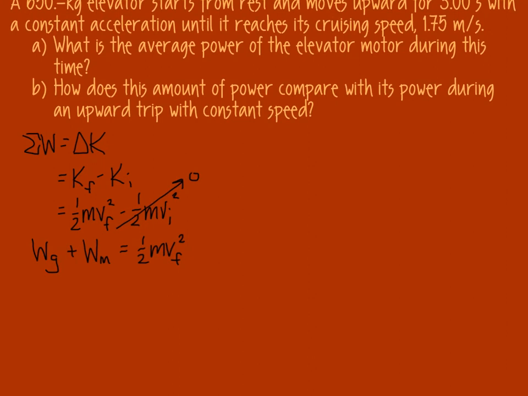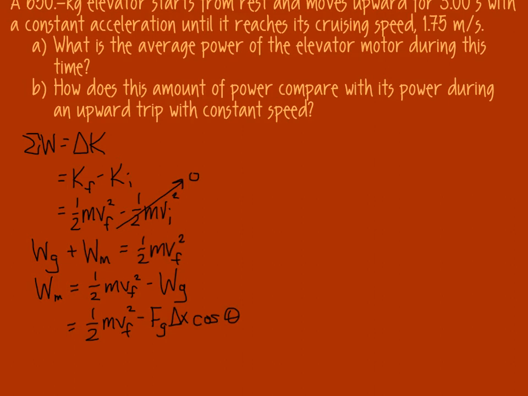So, if I solve for the work done by the motor, I would have 1/2 m v final squared minus the work done by gravity. And to find the work done by gravity, it's the force of gravity times the displacement times the cosine of the angle between the force and the displacement.